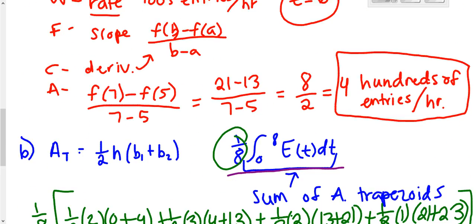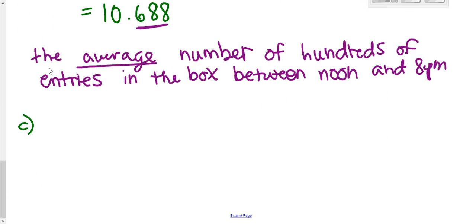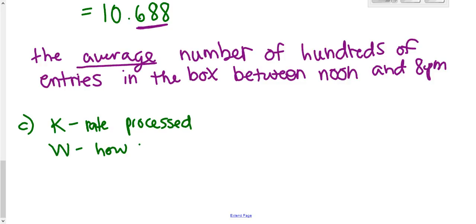So what do we know? Well, we know a rate, the rate at which they're being processed. What do we want to know? We want to know how many were not processed. So we kind of need to know the opposite of the information that they gave us.